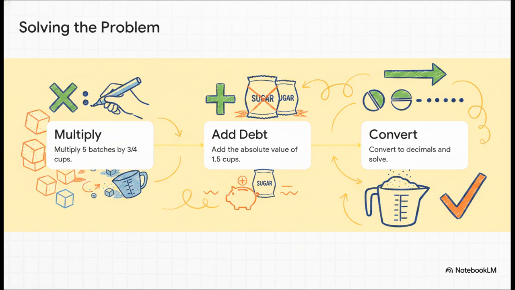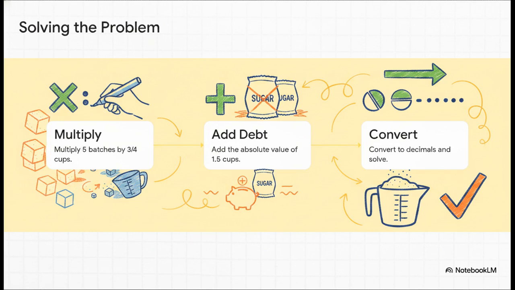First, we determine the total sugar for the recipe by multiplying our 5 batches by 3/4. That gives us 15/4 or 3.75 cups. Okay, step 2 brings in our debt. Now in math, debt is usually negative, right? But since we need to figure out the physical amount of sugar we have to go buy, we actually have to add the absolute value of that debt to our total. Converting everything to decimals makes this final addition so much smoother.